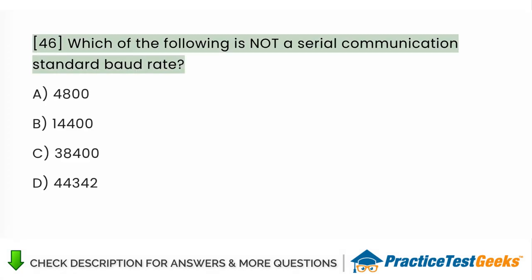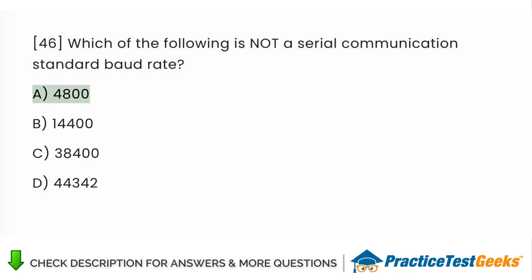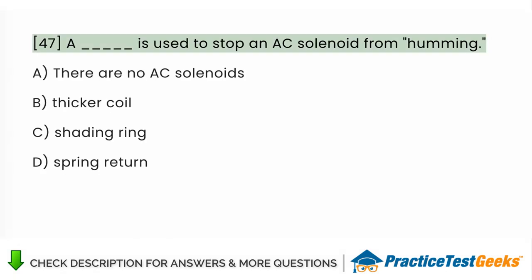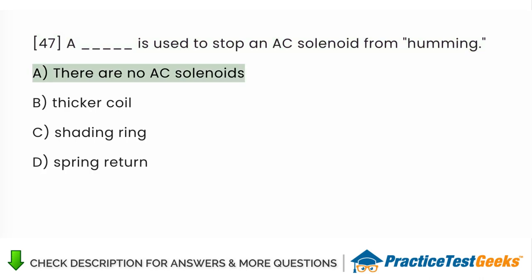Which of the following is not a serial communication standard baud rate? A. 4,800. B. 14,400. C. 38,400. D. 44,342. A blank is used to stop an AC solenoid from humming. A. There are no AC solenoids. B. Thicker coil. C. Shading ring. D. Spring return.